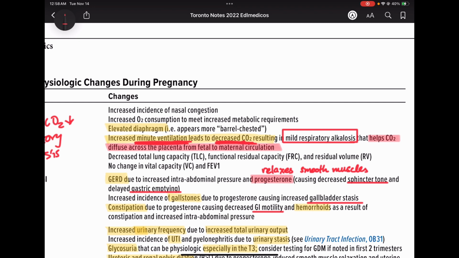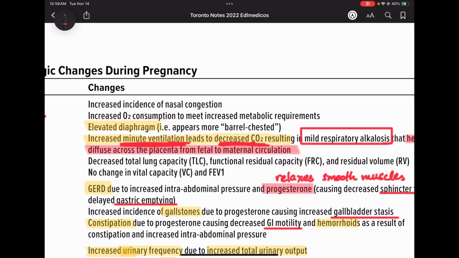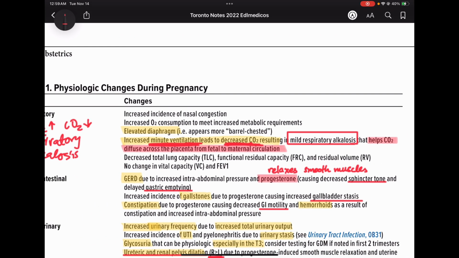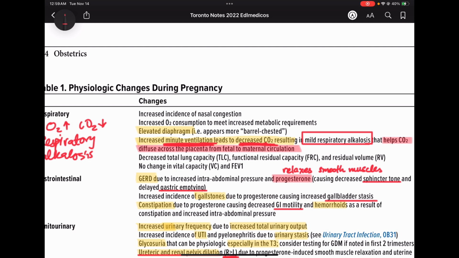But what happens is this benefits us because of the decreased carbon dioxide. Carbon dioxide gets easier to diffuse across the placenta from fetal to maternal circulation. So it clears out from the fetal circulation because it is decreased in the maternal body, right? So oxygen is higher, carbon dioxide is lower, which is mild respiratory alkalosis, but that helps clear out carbon dioxide from the baby's body because carbon dioxide diffuses across the placenta.